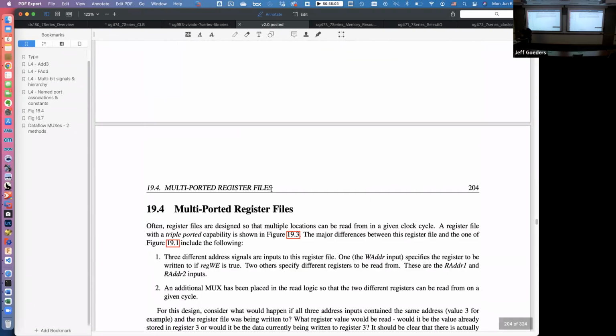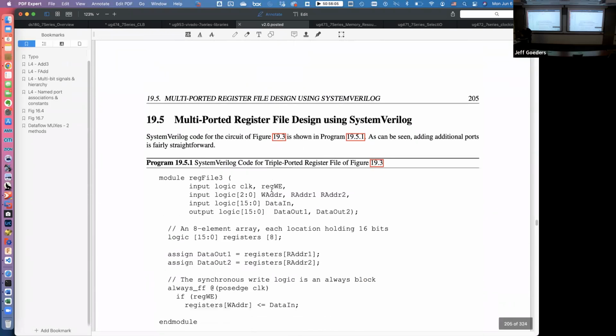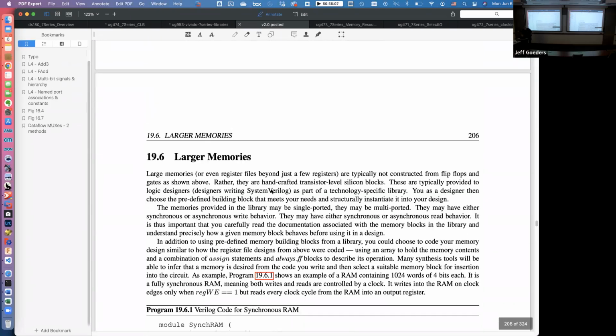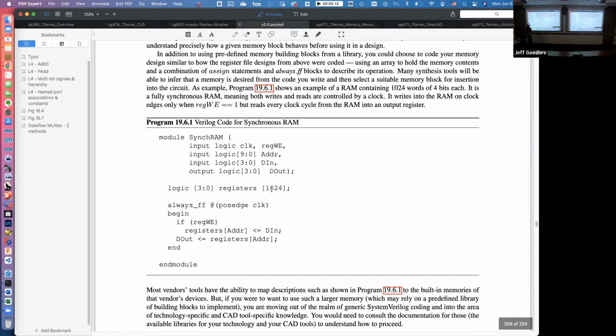Let's see. Let's do the bigger memory. Larger memory. Here we go. Okay, so I've said, well, I want 1024 by 4 bits. So 1K words, 4 bits each. Always FF pos edge clock. If reg write enable, we write into the location being addressed by the address, but always on the positive edge of the clock, the output is whatever the address is addressing. Okay, that will be mapped to a block RAM.